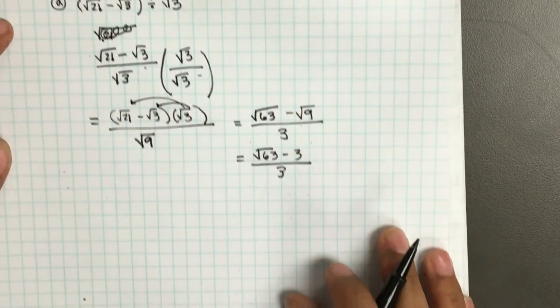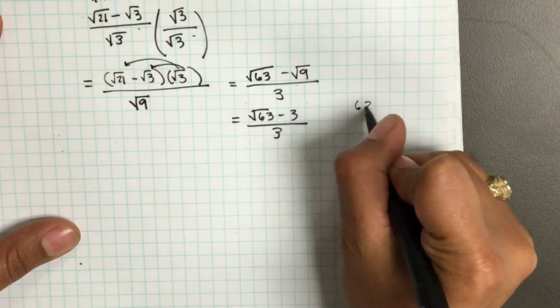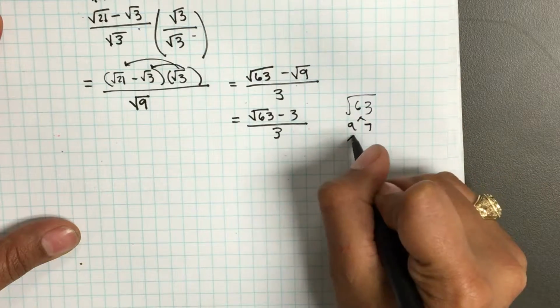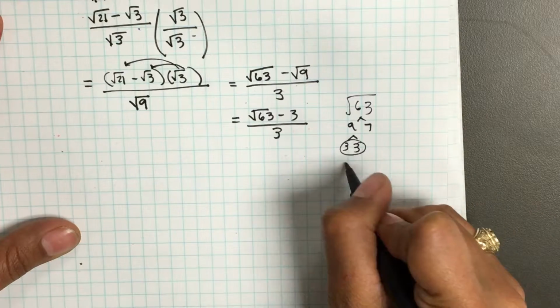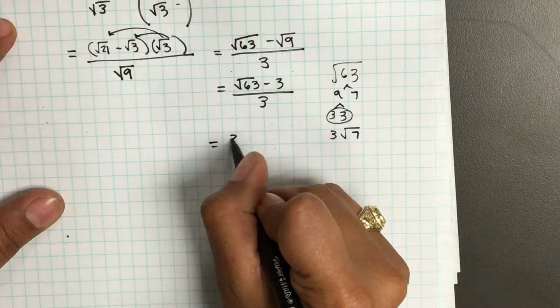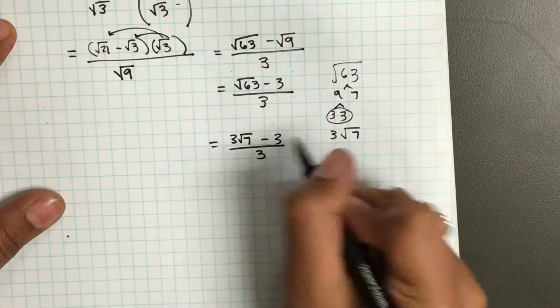Okay, at that point, we have the square root of 63. We do some side work. That gives us 9 times 7, and the square root of 9 is 3, so it ends up being 3 root 7. Now we have 3 root 7 minus 3, over 3.